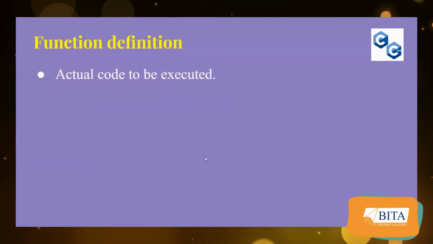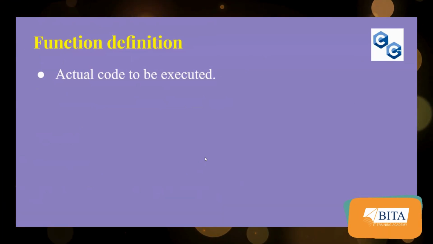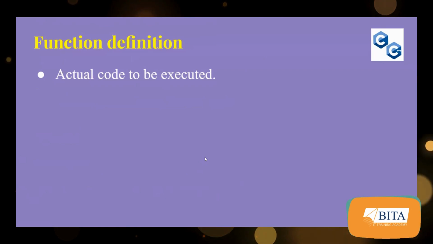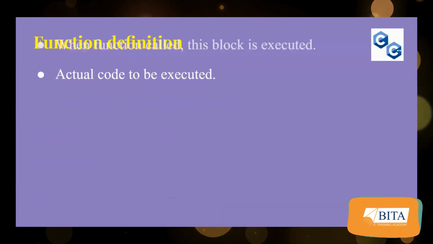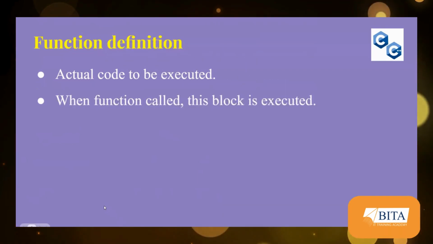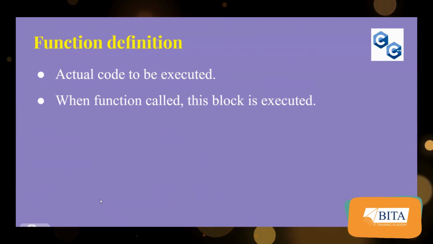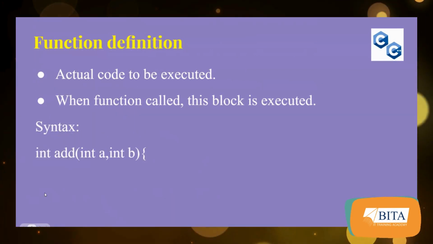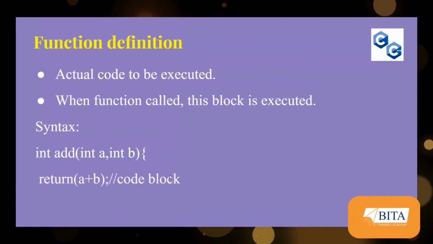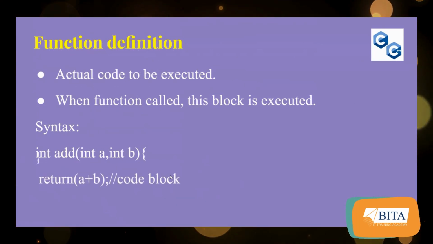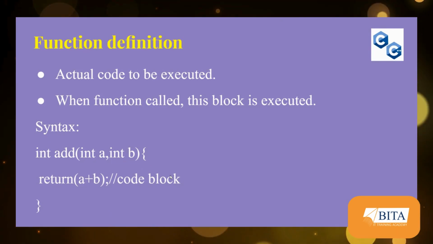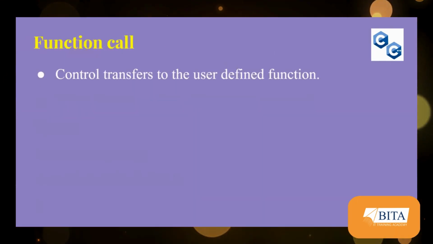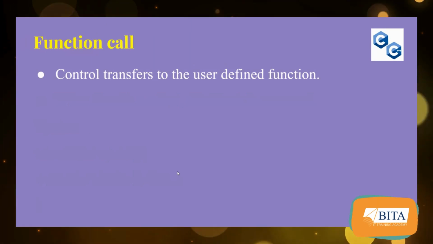Then the function definition. The block of code that performs a specific task is called the function definition. So when the function is called, the control transfers to the definition part. This is the syntax. Here, the actual block of code to be executed is written. The control is transferred to the function definition in order to perform the task.